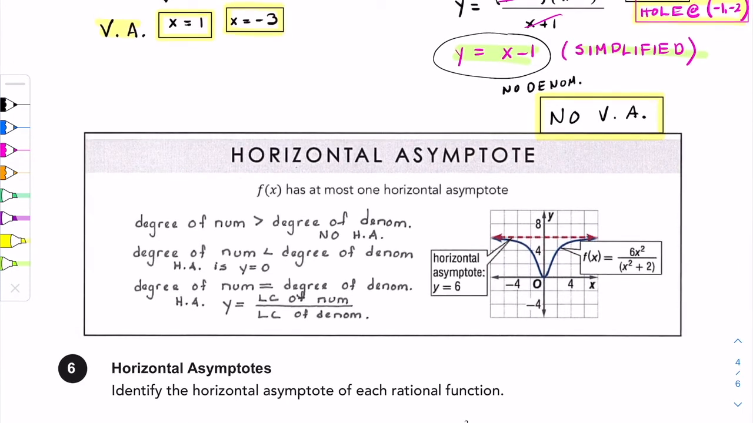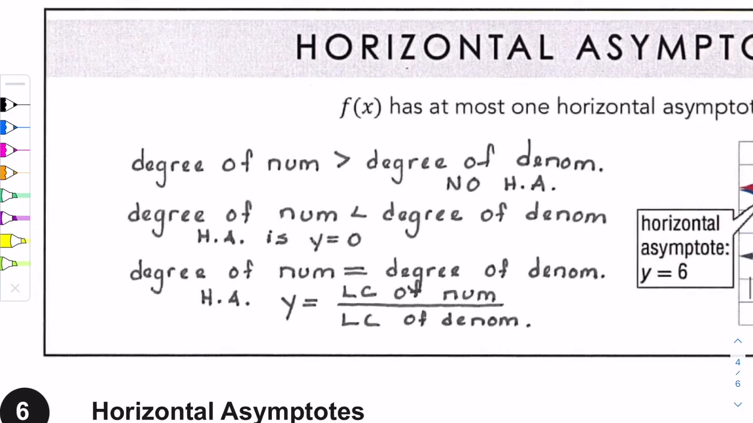And the last thing we're going to cover today is the horizontal asymptote. So the horizontal asymptote is one of 3 cases. So write these down as I go over them. The first case is if the degree of the numerator is larger than the degree of the denominator. In this case, you have no horizontal asymptote.